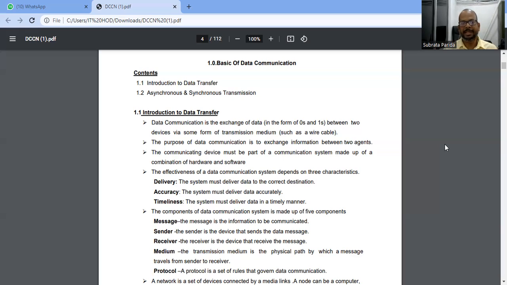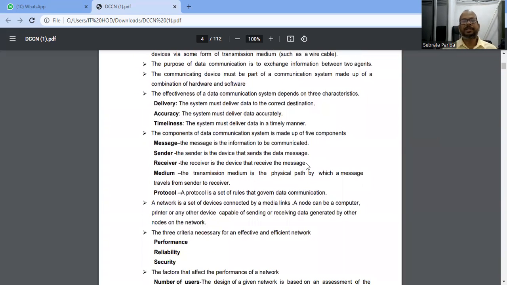And all the things are based on the protocol, which type of protocol we are using for that communication. So what is that protocol? When two devices are under one communication system, if one device wants to communicate with another device, both devices must follow some rules and regulations. That set of rules that govern data communication is known as the protocol.